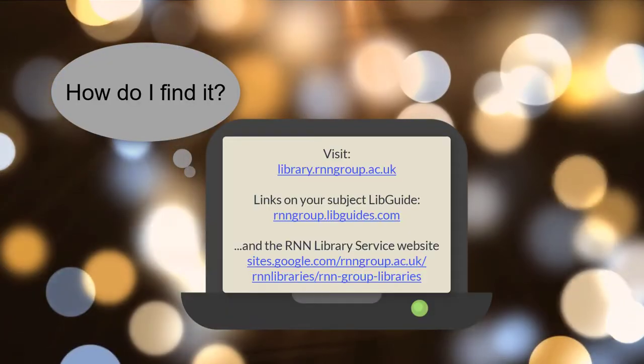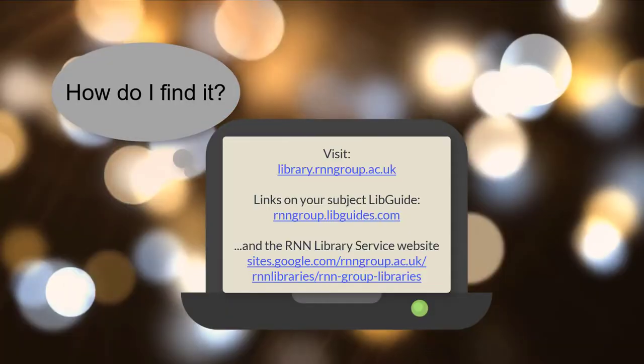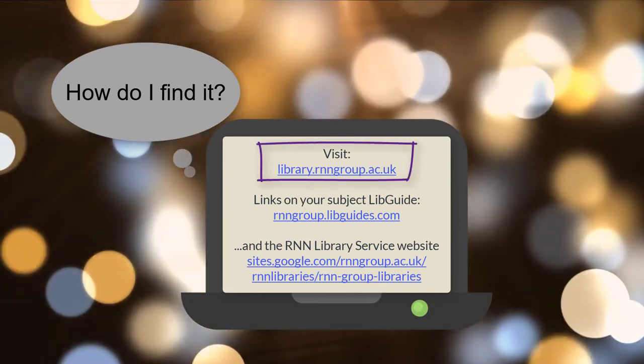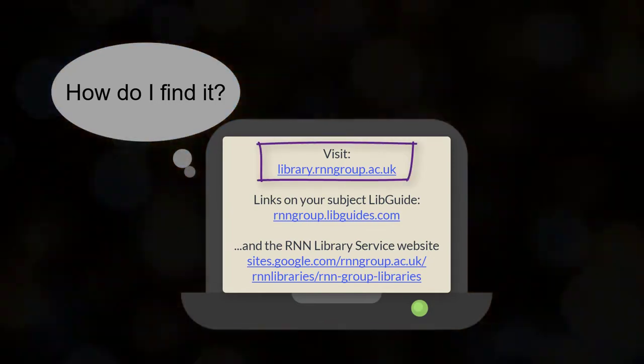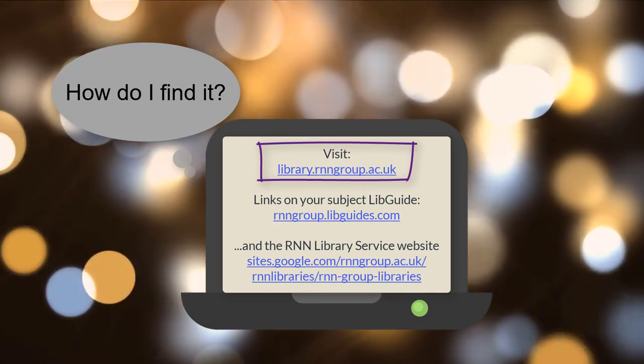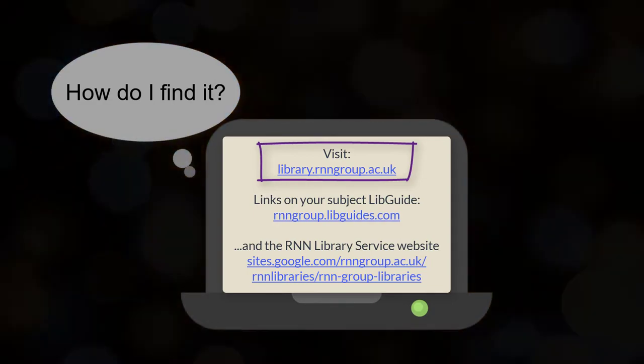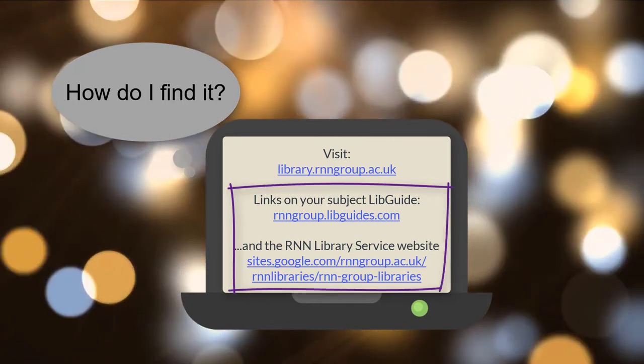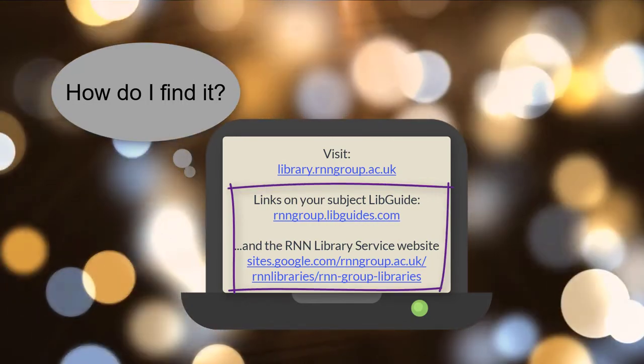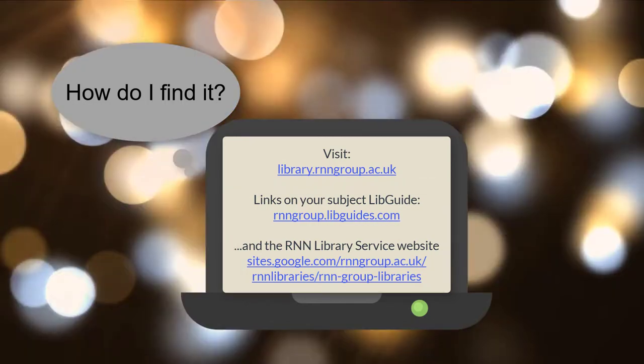So first things first, how do you find it? Library Search Online is available at the URL you can see on the screen now. So all you have to do is type this into your web browser or address bar and it will take you to the home page. You will also find links on your subject LibGuide and on the RNN Library Service website.